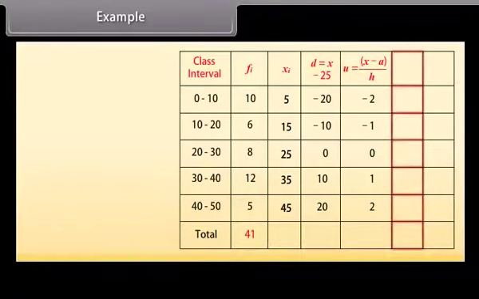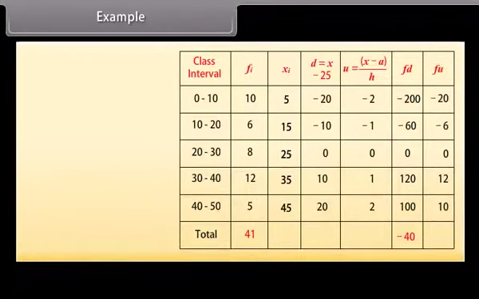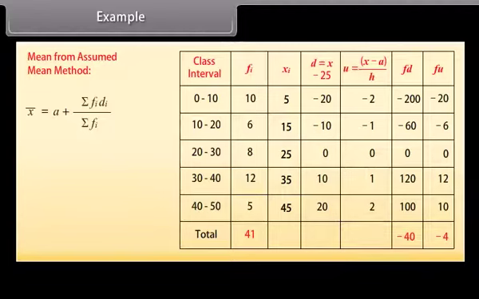In the sixth column, we find the product of f and d, and their sum is minus 40. In the seventh column, we find the product of f and u, and their sum is minus 4. And then we find the mean using assumed mean method by using the formula: assumed mean plus summation of the product of fi and di divided by summation of fi. 25 plus minus 40 by 41.